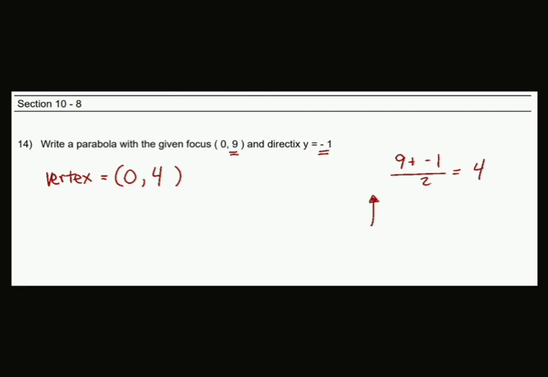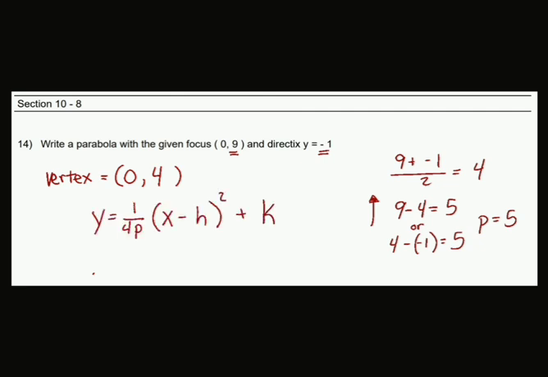So our parabola will go in the direction from the directrix to the focus. Well, the directrix is negative 1, the focus is 9, which means our parabola is opening up. For our parabolic equation, we need the value of p. The value of p is the distance from the vertex to the focus, or the opposite value of the value from the vertex to the directrix. So 9 minus 4 is 5, or 4 minus negative 1 is 5. So our p is 5. We know it's going to be positive because it's opening up. If it was opening down, it would be negative.